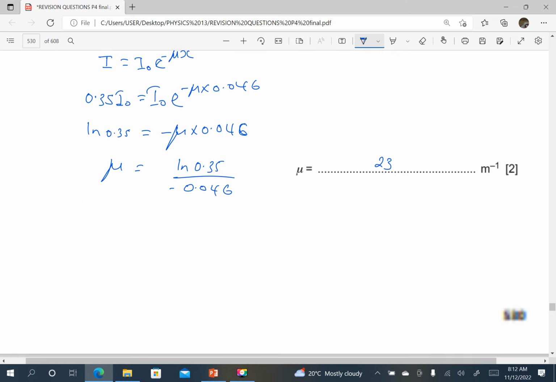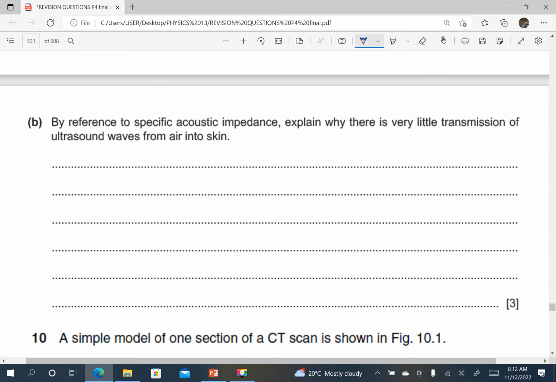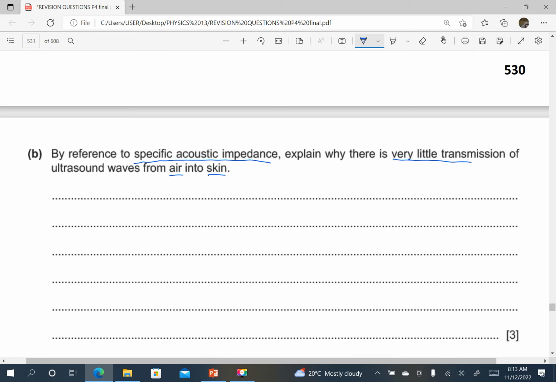Okay, you can also verify. Next, by reference to specific acoustic impedance, that is Z, the Z values, explain why there is very little transmission of ultrasound waves from air to skin. What do we know about air to skin? If you have seen the past paper questions that we have already answered, for air it is approximately 430, and for skin is around 1.6 times 10 power 6 Z value. That means there is a very great difference between air and skin as far as acoustic impedances are concerned.